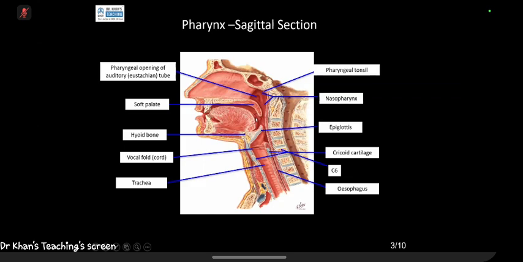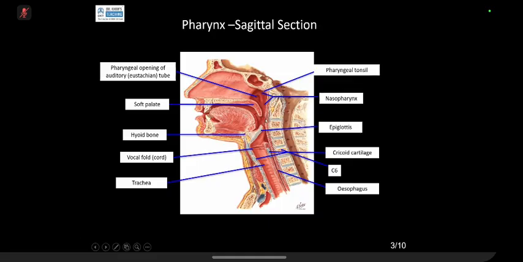If you see here, this is a sagittal midline, and this is the mouth, the tongue, this is the nose. Posteriorly, there is the pharynx. The pharynx has three parts. The portion behind the nose is known as the nasopharynx. The portion behind the mouth is the oropharynx. The portion behind the larynx is the hypopharynx or the laryngopharynx, whatever you want to call it. So all of this is pharynx.